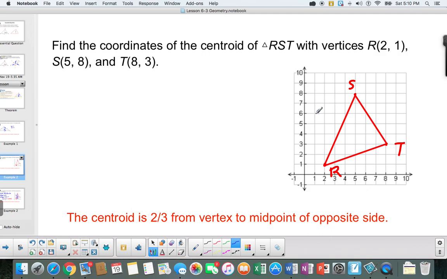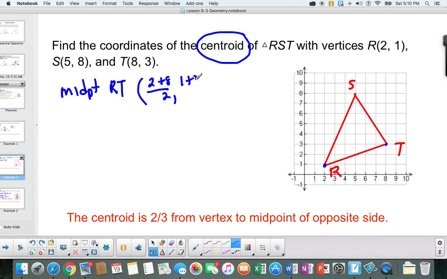All right, let's take a look at a coordinate axis here, and we are going to try to find the centroid. We want to be able to find the point that's 2/3 of the way down. So I think the easiest way is to first find a midpoint. So to find the midpoint of RT, from here to here, that's going to be 2 plus 8 over 2 and 1 plus 3 over 2. So that's going to be 5, 2. 5, 2 is right here.